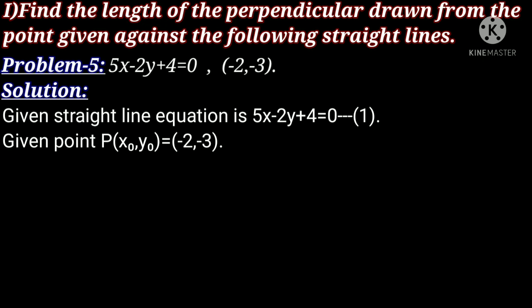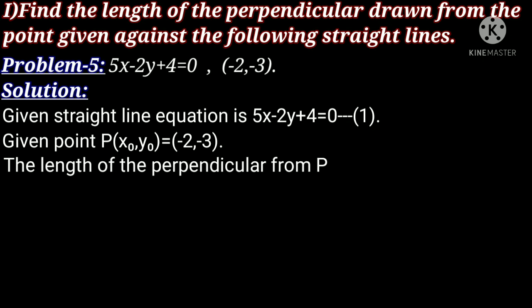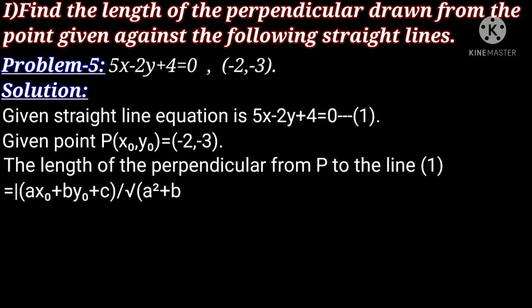Then in this problem, comparing the equation with ax plus by plus c equal to 0, the values are a equal to 5, b equal to minus 2, c equal to 4, and the x0, y0 values are taken from the point P. Then the length of the perpendicular from point P to the line 1 is equal to, formula, mod of ax0 plus by0 plus c by square root of a square plus b square. Here we substitute the values of a, b, c and x0, y0.